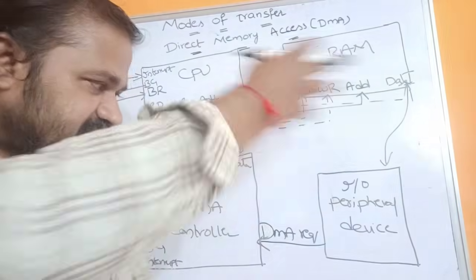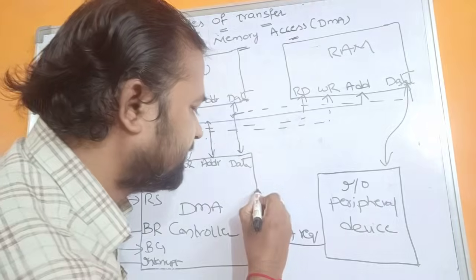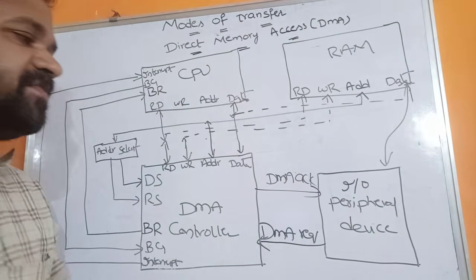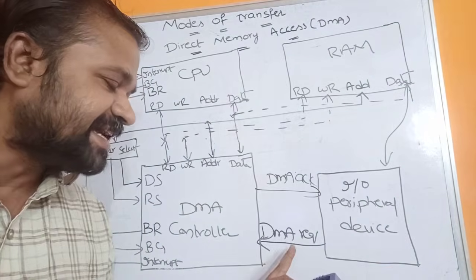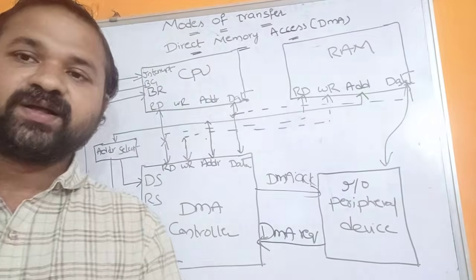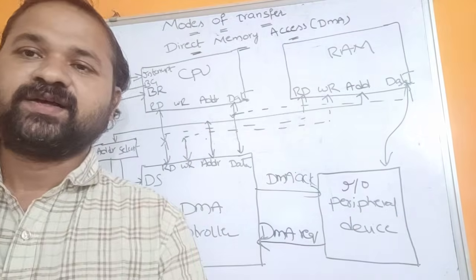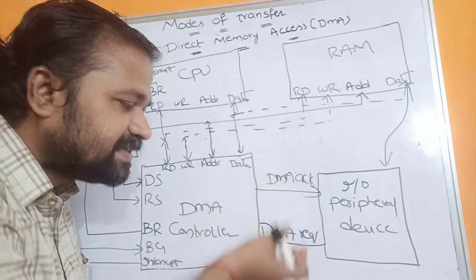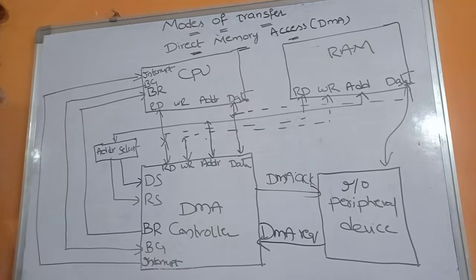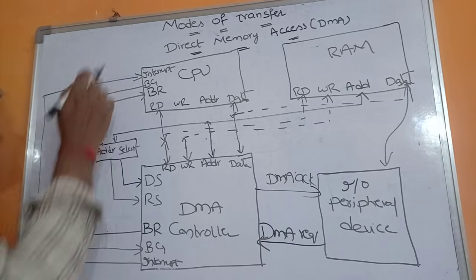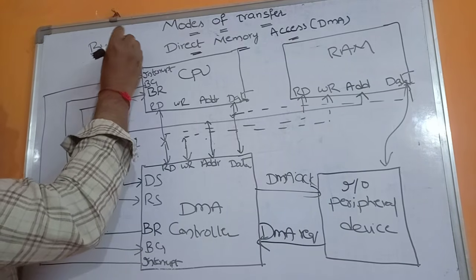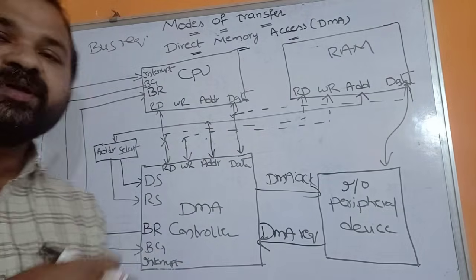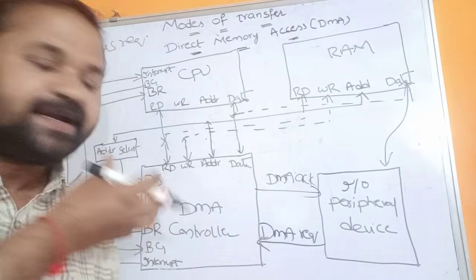Now let's take this diagram and discuss DMA. Whenever the IO peripheral device is ready, then it sends a DMA request to the DMA controller. So here the IO device is responding that I am ready for transferring the data. The DMA controller receives the DMA request from the IO peripheral device, and the DMA controller sends BR. Here BR stands for bus request. The DMA controller sends the bus request signal to the CPU. So the CPU receives the bus request signal from the DMA controller.